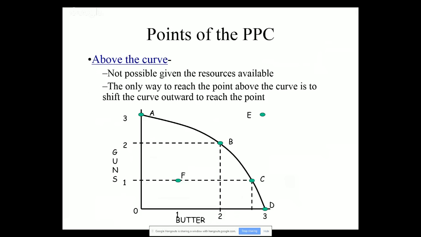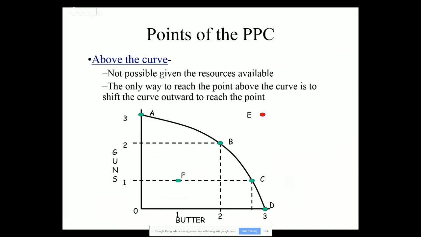The next kind of point would be point E, and this is a point outside of the curve or above the curve. So point E is a future possibility. We would love to be able to produce at point E, but we're not able to produce there currently. So it's a future possibility. It's desirable, but not currently possible.